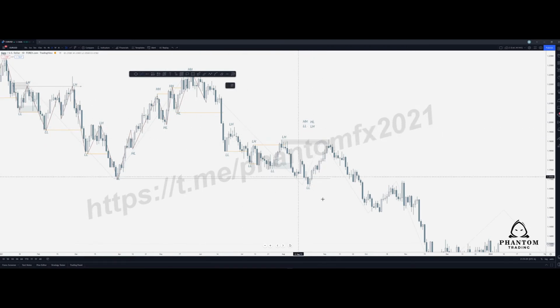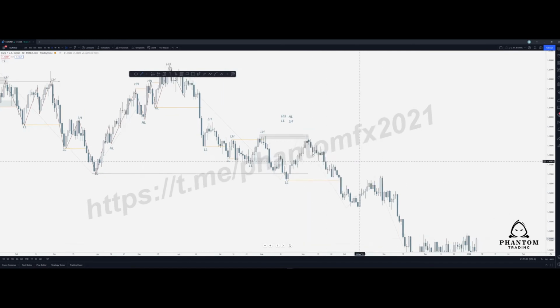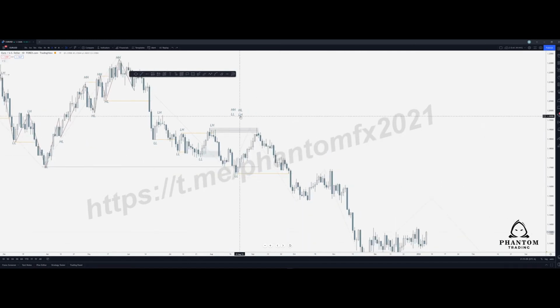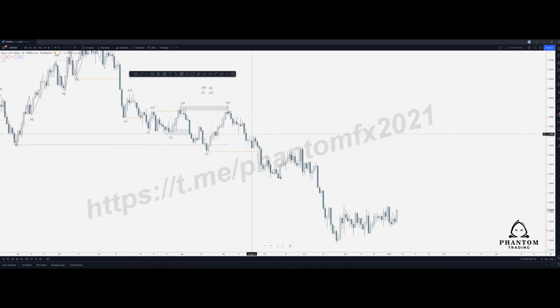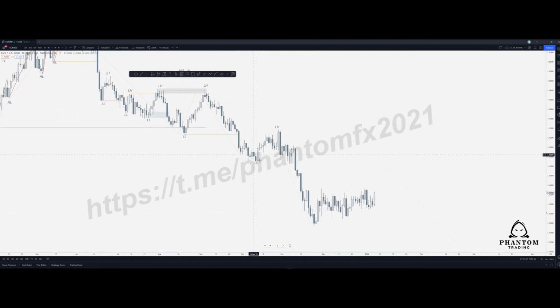And then we make a lower low, right? We're breaking structure. Break structure to the downside. This becomes a lower high, right? This becomes a lower low. I think you guys get the point at this point, right? And then, of course, this breaks, right?